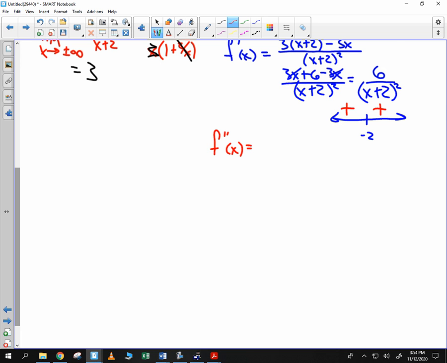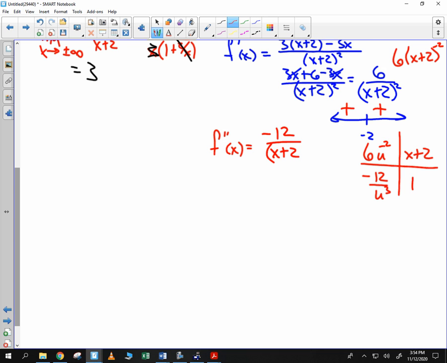Let's check f double prime of x. If I check f double prime of x, I'm going to rewrite this as 6 times x plus 2 raised to the -2nd power. So then I can use the chain rule. Look at that nice trick. 6u to the -2 and u is x plus 2. The derivative of x plus 2 is 1, and the derivative of 6u to the -2 is -12 over u cubed. So I have -12 over x plus 2 cubed.